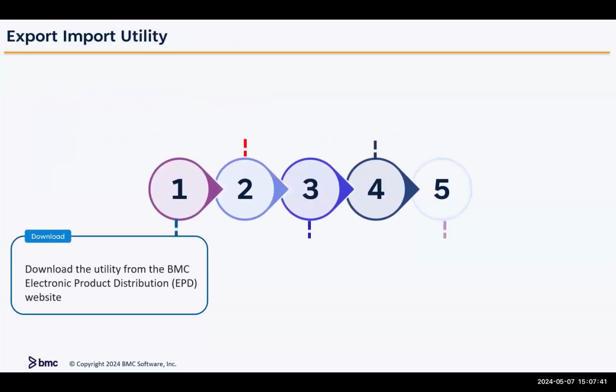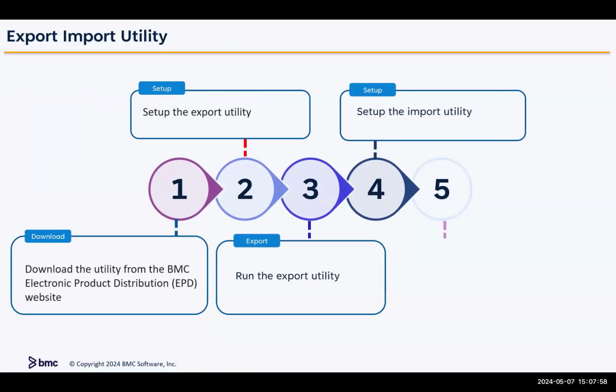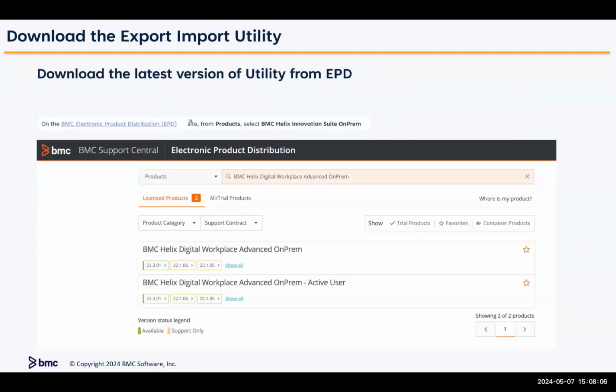So these are the high-level steps for running end-to-end migration using the DWP Export-Import Utility. The first step is to download the utility from EPD. The second step is to set up the export utility and run the export utility, and then set up the import utility and run the import utility. Let's examine the details of each step.